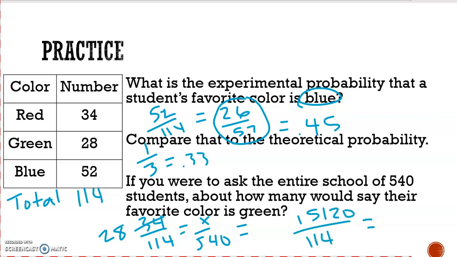Okay, so this is not a whole number. If you type it in your calculator, it's going to tell you 132.6, but these are people. You can't have 0.6 of a person, and it's closer to 133, so we are going to say 133 students like the color green.